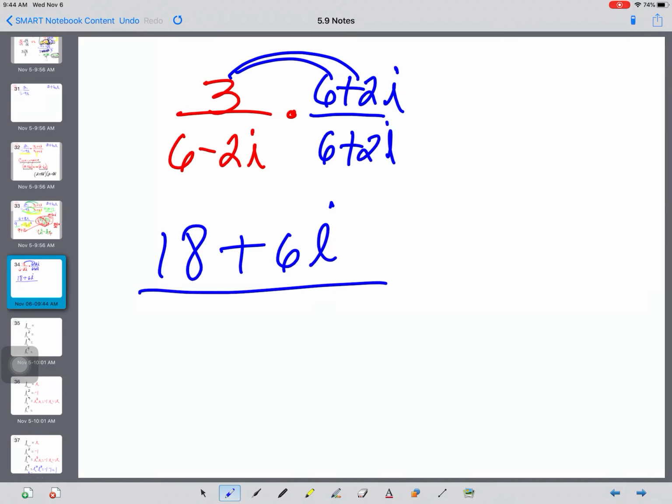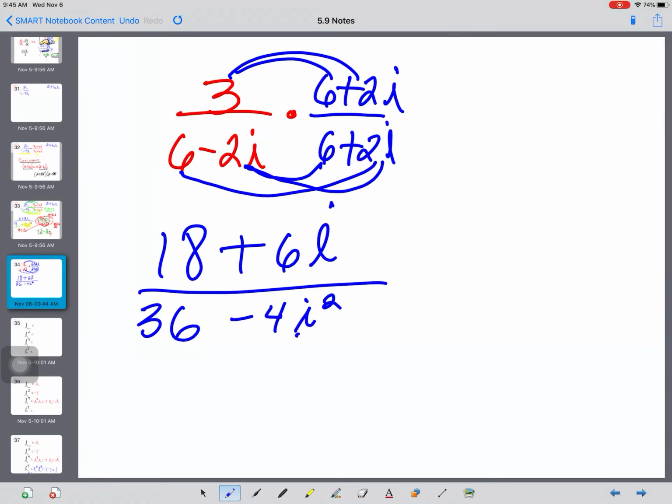In the denominator, when I multiply, I'm foiling. 6 times 6 is 36. Look at the outside terms. Positive 12i. Look at the inside terms. Negative 12i. They cancel. The last term is going to be negative 2i times plus 2i, so that's negative 4i squared. But i squared is negative 1. And so negative 1 times negative 4 is positive 4, so the denominator is going to become 40.